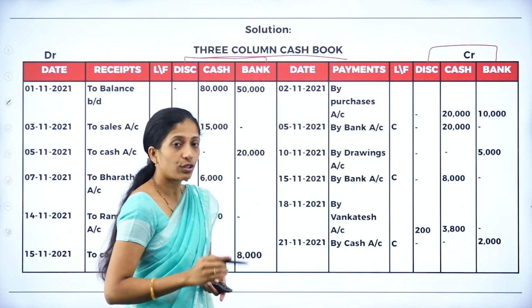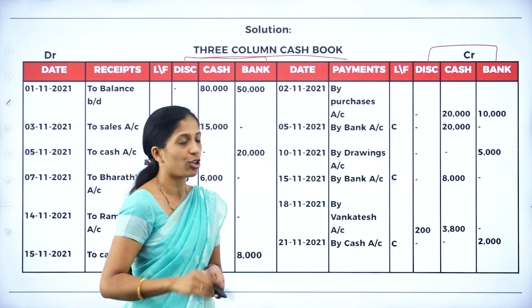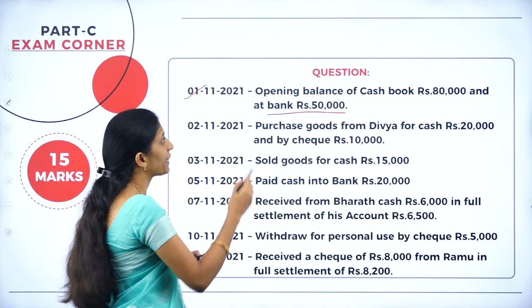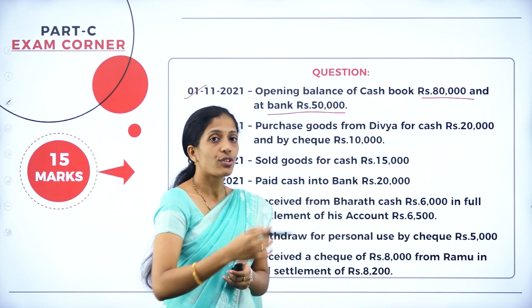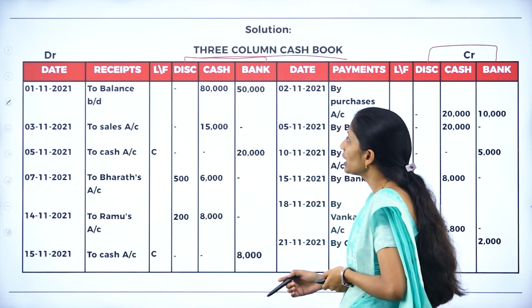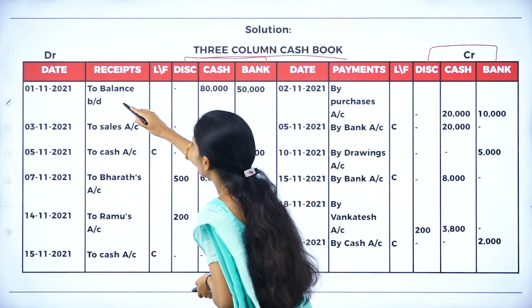Now we shall go through the first transaction and solve it here. Opening balance of cash book 80,000 and bank they have given 50,000. So how do you write it in your triple column cash book? You will write it as 'To balance brought down' with the date.